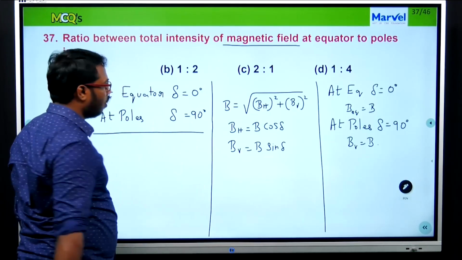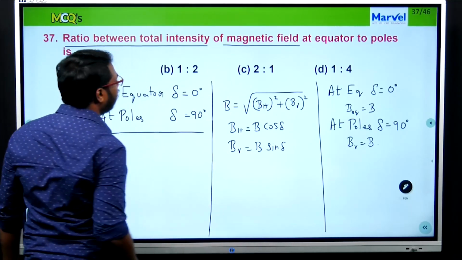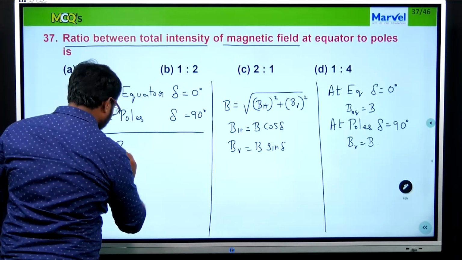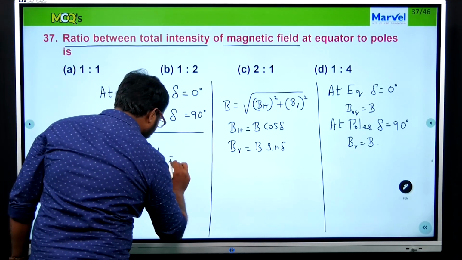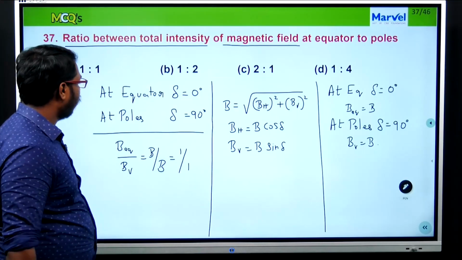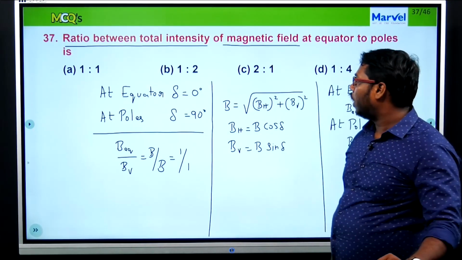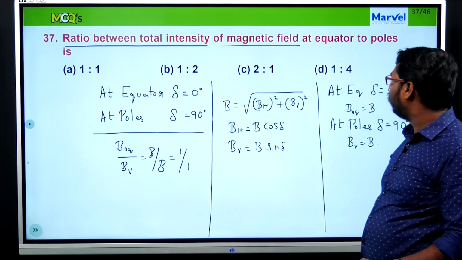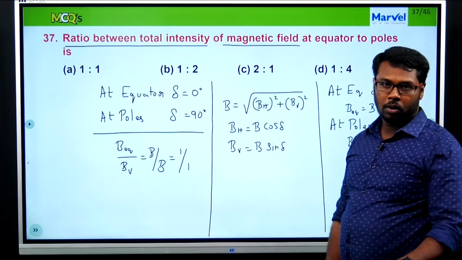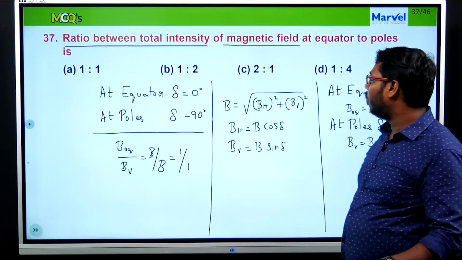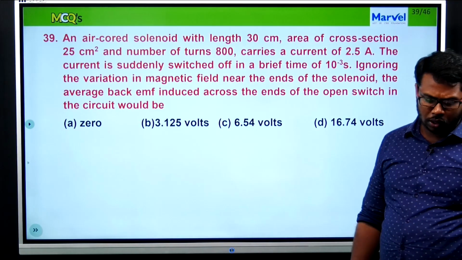Now they are asking us to find the ratio between the total intensity of the magnetic field. So B equator by B pole is equal to B by B, which is equal to 1 by 1. So this is the answer for the ratio of the intensity of the magnetic fields at the pole to the equator. Both are same actually. Since both are same, the ratio is 1:1. Clear? We move to the next one.